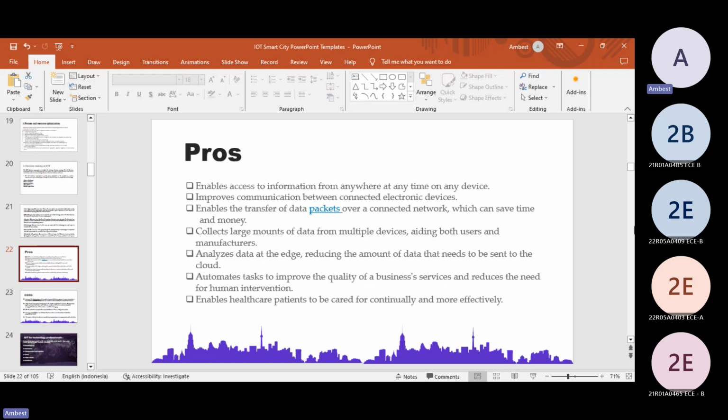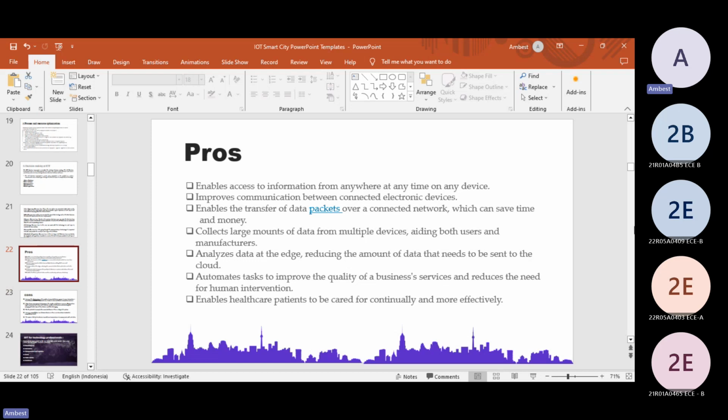automatically the task gets improved. If it has some kind of glitch, it's going to be rectified automatically, improving the quality of business services. The last thing is it enables health patients to be cared for continuously and more effectively. I'll come to the further things.